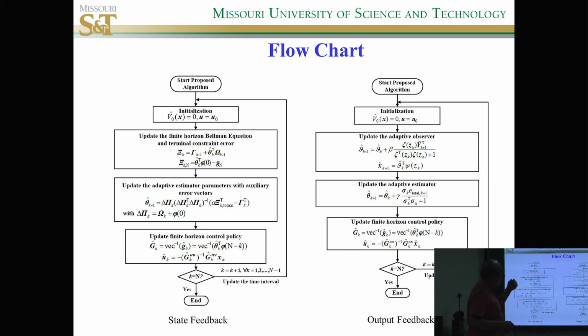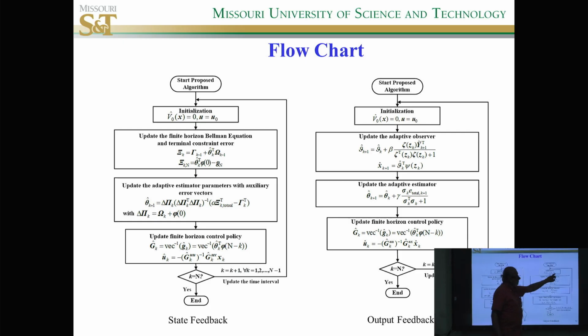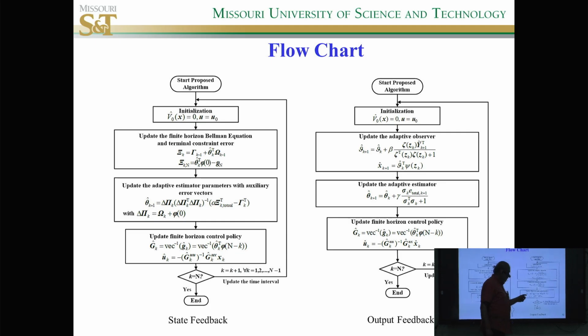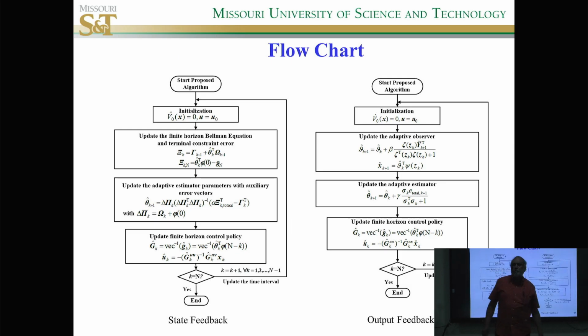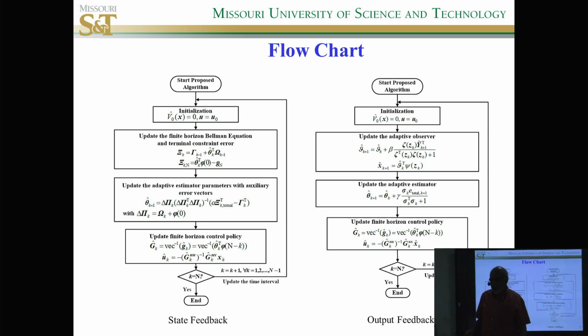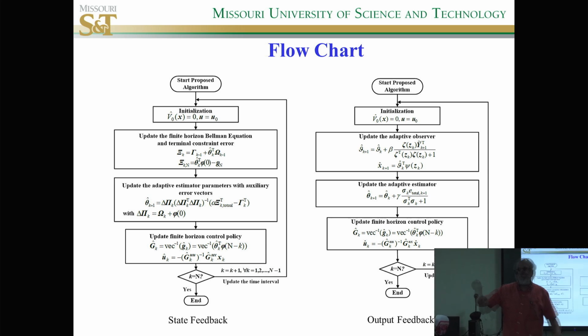Okay? If it's an output feedback, you still initialize the cost function, u equal to the initial admissible control, V naught equal to 0. You first update the observer, x hat, then you update the estimator, then you use the G hat, Q-learning, and then once you get the Q-learning, you check whether k equals N, you reach the final time. If not, you go back. Okay? So that's the flow chart of state feedback versus output feedback.